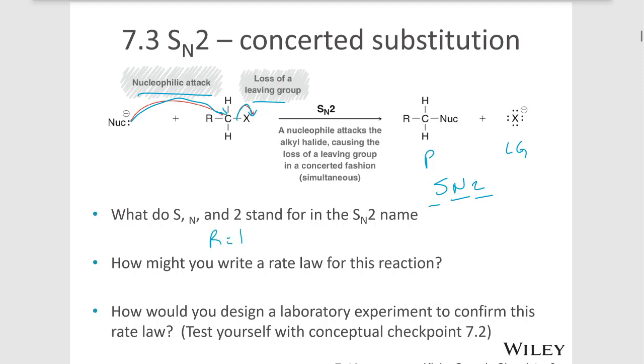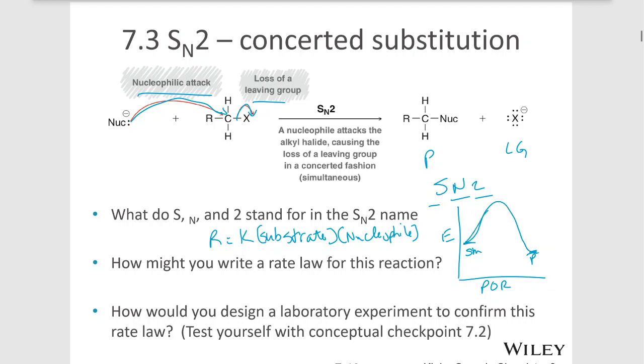Okay, so what would be the rate law for this reaction? The rate is equal to some K times the concentration of the substrate times the concentration of the nucleophile. Why is that? Because there's only one step in this reaction. If we look at the reaction diagram, we've got energy versus progress of reaction here. We've got our starting materials at some energy, and our products at probably a lower energy level, and we're just going through one step, and we'll look at this again in a minute, but we're just going through one step to get from starting materials to products. So that step is our rate determining step because we only have one step.